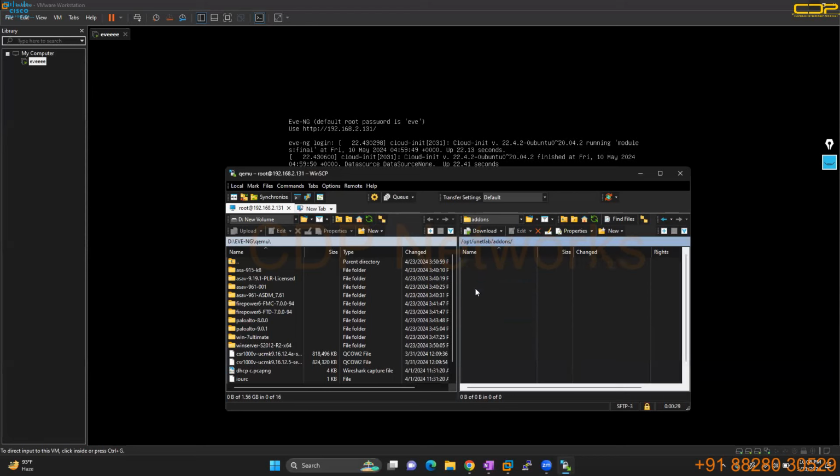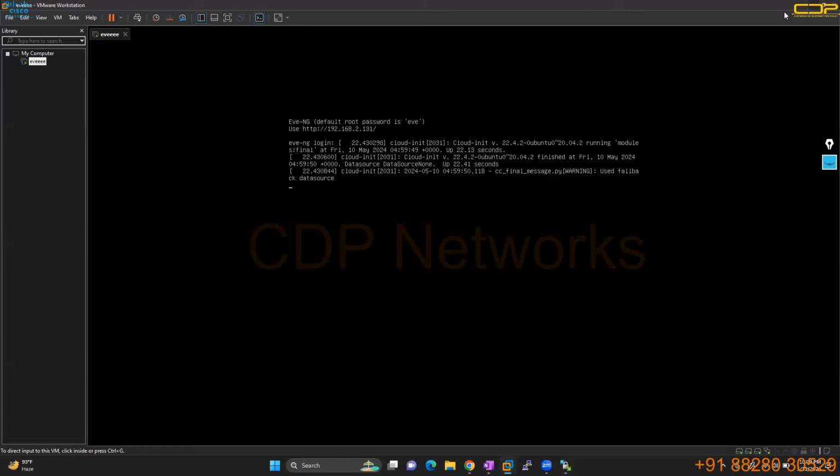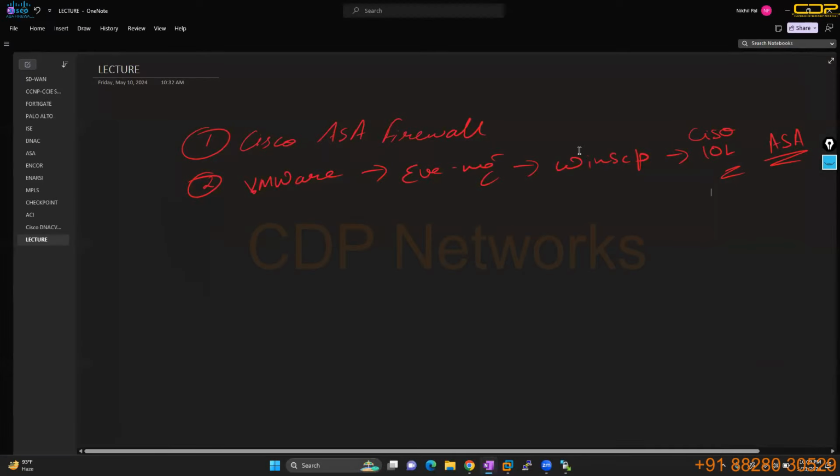If I talk about the firewall, these are my firewall files. So this is my ASA. I will provide you all the ASA images of version 9, and ASAv also. If you need any other images or any other firewalls, I will provide you those links, the drive links I'm talking about. I will show you all those steps: how you can install the EVNG, and how you can put the IOL images and the ASA images in your EVNG.